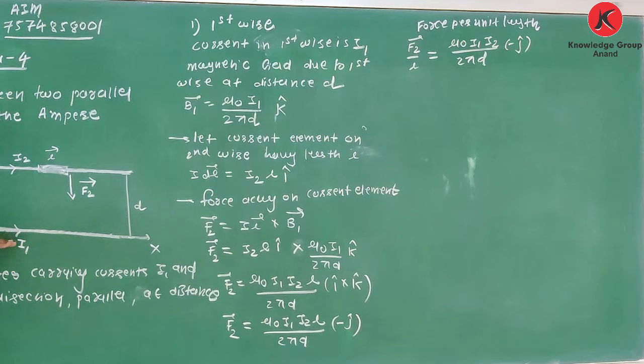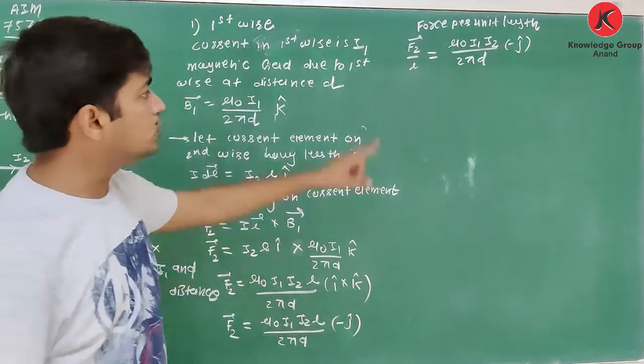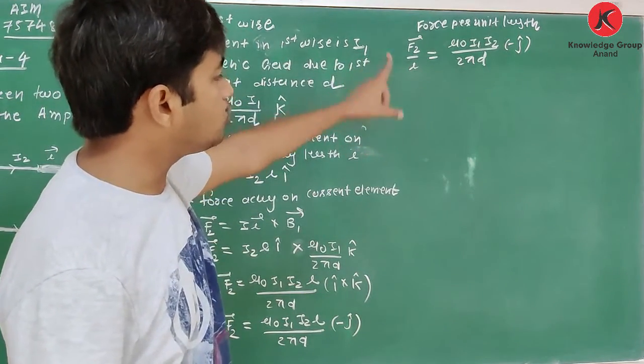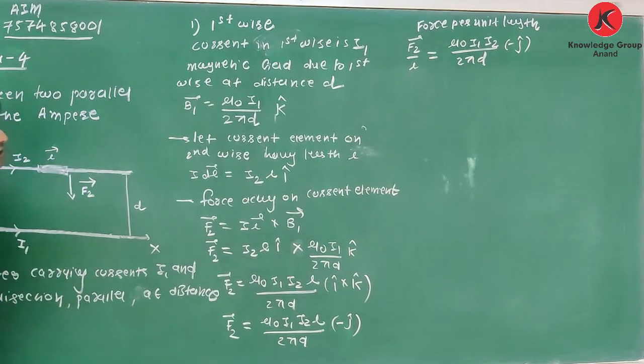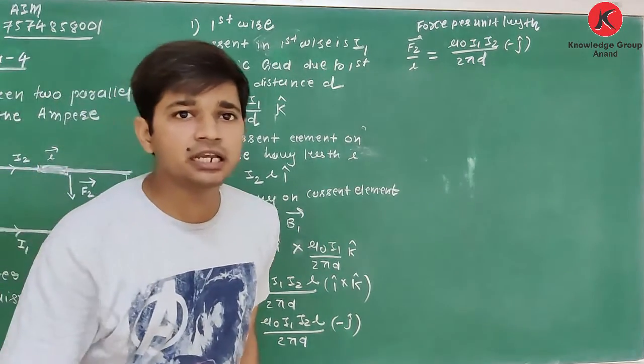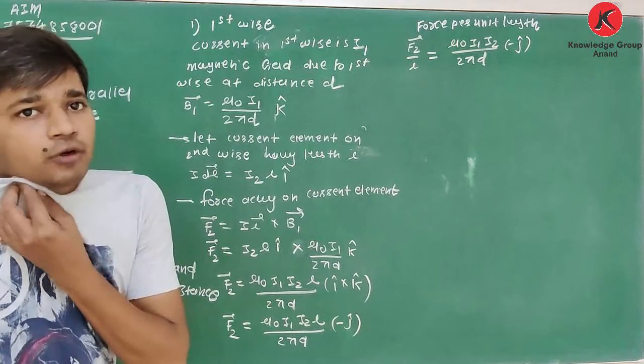Yes, the current flowing in the first wire is I1. Due to that, a magnetic field is produced. In this magnetic field there is a second wire. So what is the force acting per unit length of the second wire? F2 upon L is equal to μ0 I1 I2 upon 2πd minus j caret, means in this direction. Now similarly I can find the force acting on the first wire.